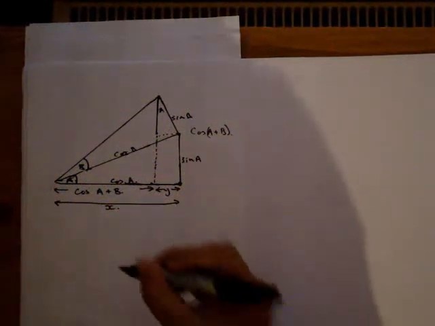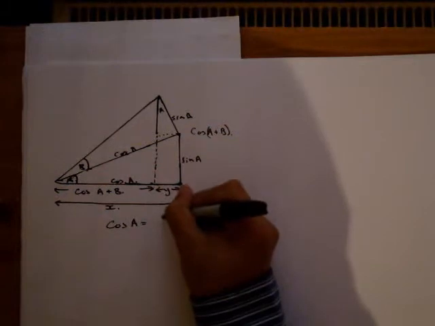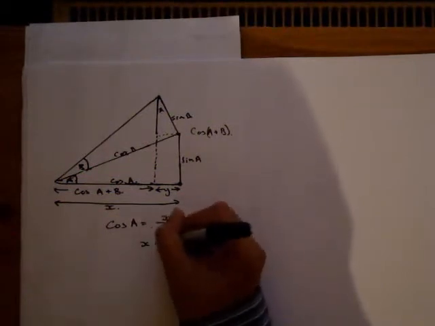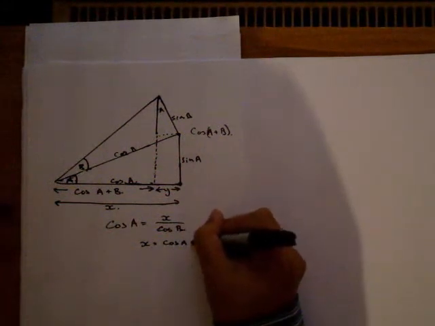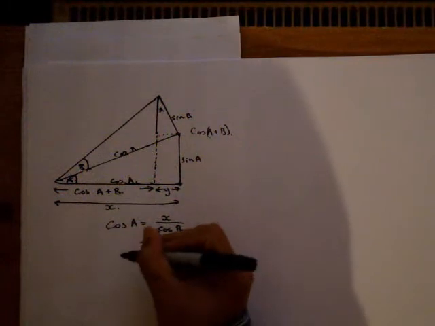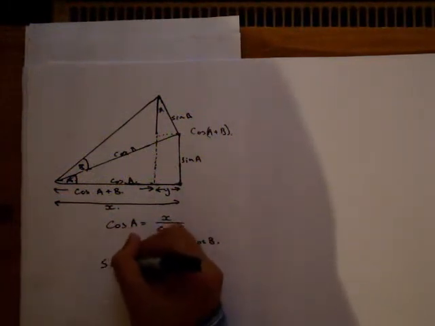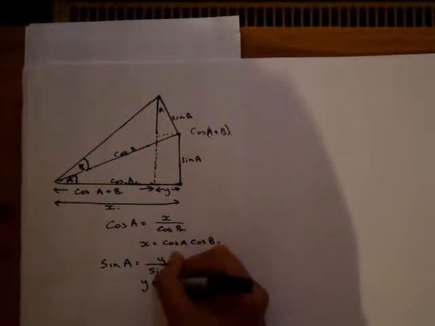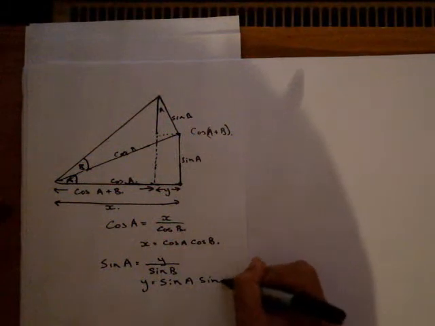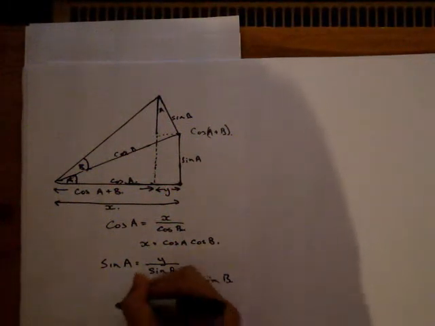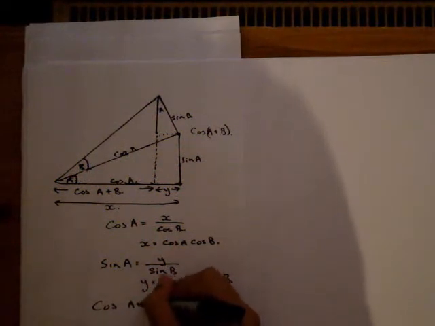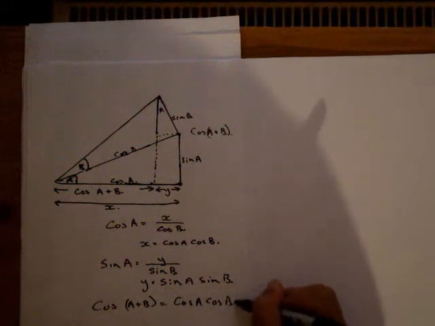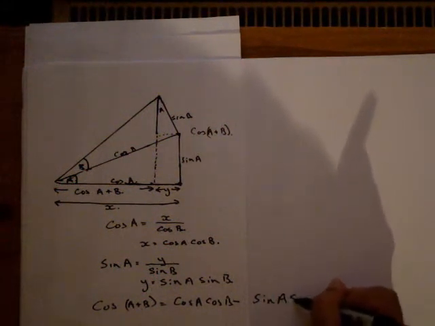So in this situation we get cos of A equals x over cos B. So x equals cos A cos B. Because of the similar triangles, we get sine A equals y over sine B. Y equals sine A sine B. So cos of A plus B is then cos A cos B minus sine A sine B.